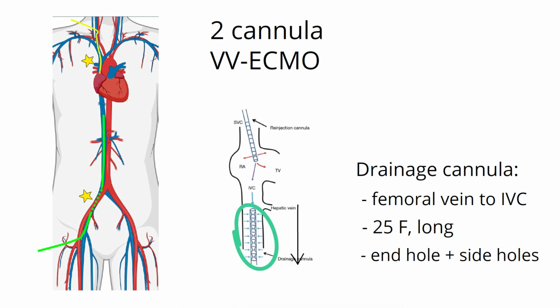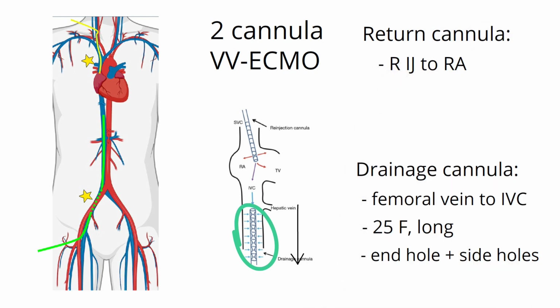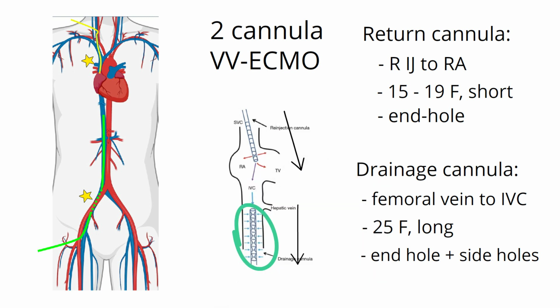from the body. The return cannula is inserted through another large vein, usually the right internal jugular vein, and ends in the right atrium. Compared to the venous drainage cannula, the return cannula is smaller, usually 15 to 19 French, shorter, and just has an end hole with no or few side holes. Ideally, the return cannula is directed so that blood flows across the tricuspid valve to then be circulated through the lungs and out to the body.